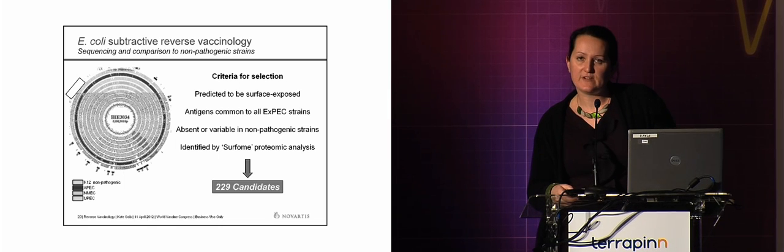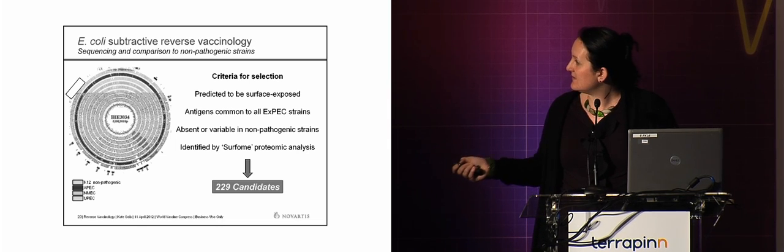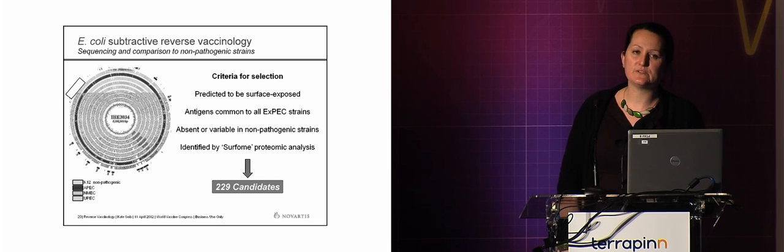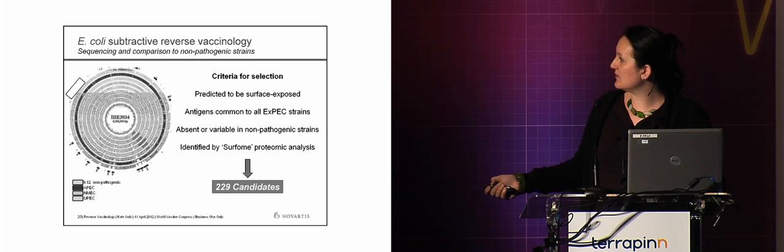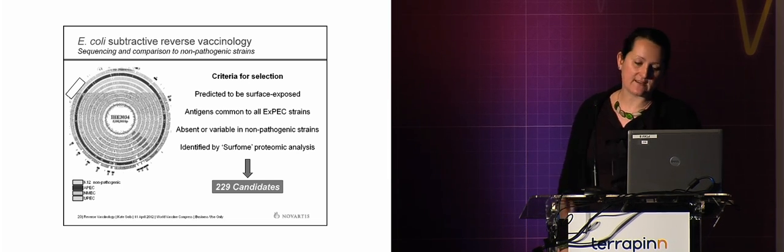So to identify novel antigens for E. coli, we used a multi-genome subtractive reverse vaccinology approach, where we selected candidates that were predicted to be surface exposed from 3 separate extraintestinal genomes. And this list was further refined by choosing antigens that were common to all the available extraintestinal or ExPEC genomes at the time.